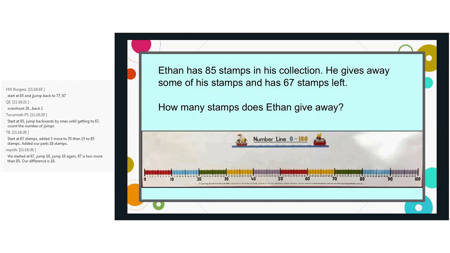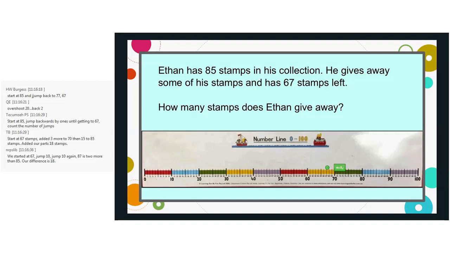Now, if you saw subtraction as the difference between the two numbers of 85 and 67 and counted backwards, you may have started at 85, made a jump back of 5 to 80, and then a jump of 10 back to 70, and then a jump back of 3 to 67, determining that the difference between those two numbers is 18.